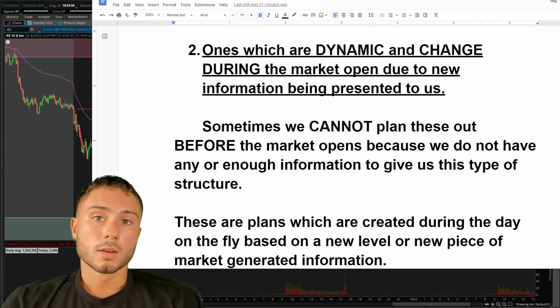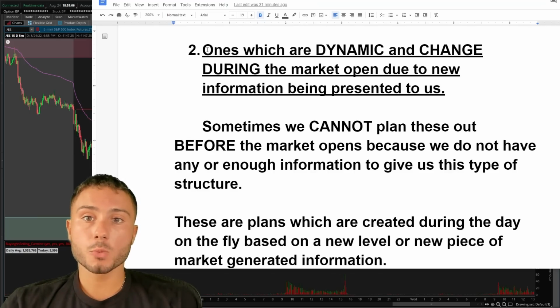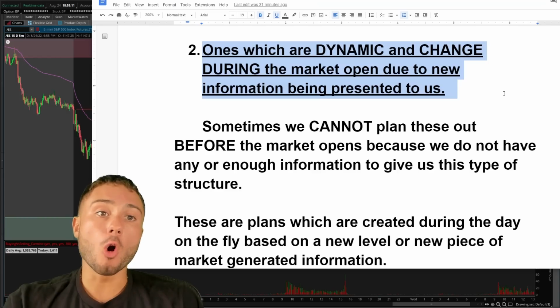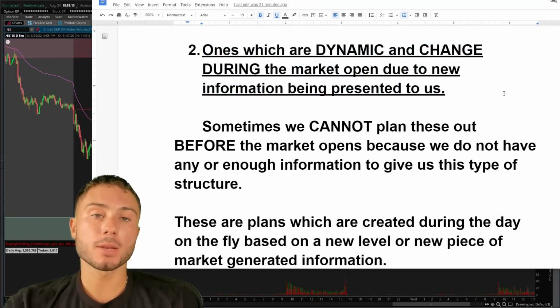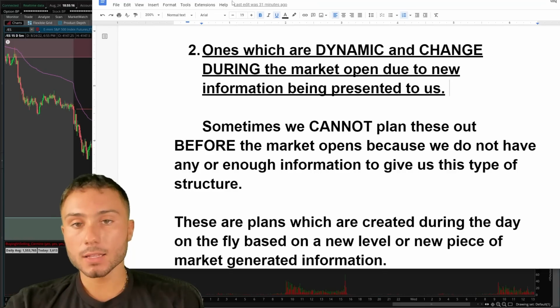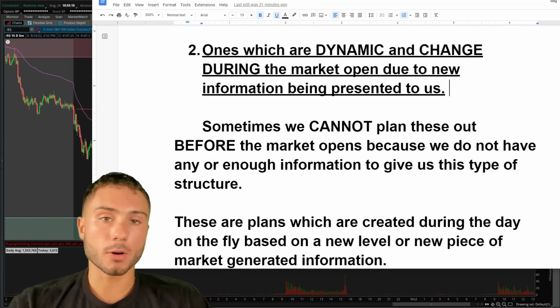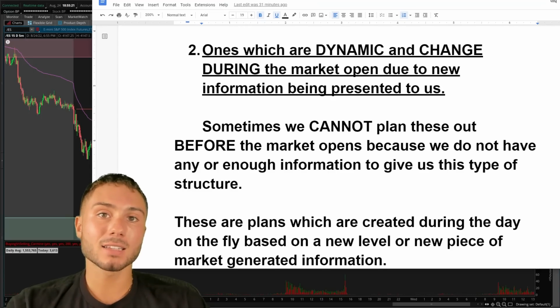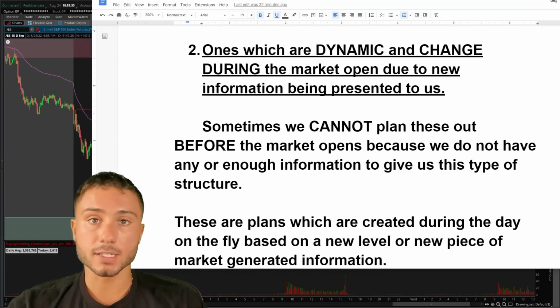That is very key. Now, the second setup we could take are ones which are dynamic and ones which change during the market being open due to new information being presented to us. I say it all the time, the market's like the seasons, summer, winter, fall, and it's constantly changing with conditions. And with these new conditions, we must adapt and we must trade differently and according to what the market tells us. I always say, and I always stress this, do not predict the market. Instead, just react to what it gives us.